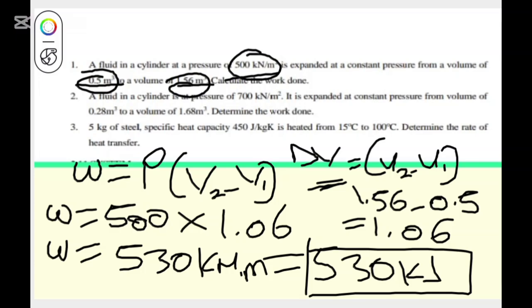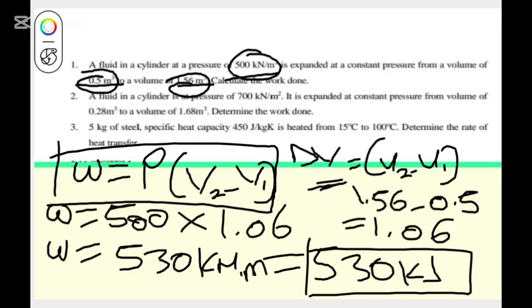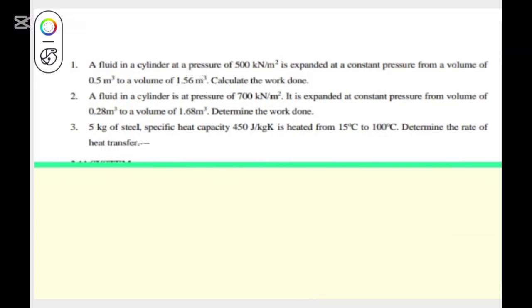And the formula that you might use is work done, which is equal to the pressure multiplied by the change in V. So now let's move to the second question. The second question also says a fluid in a cylinder is at a pressure of 700 kilonewton per meter square. It is expanded at constant pressure from the volume V1, which is 0.28, and V2, which is 1.68. We are to determine the work done.